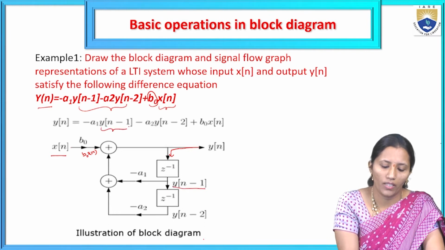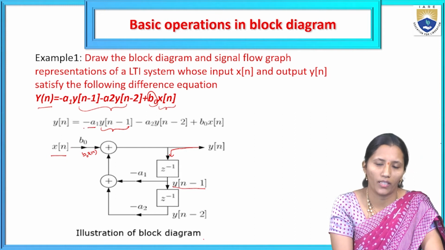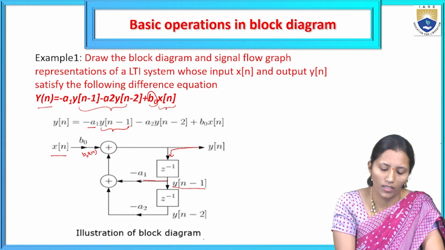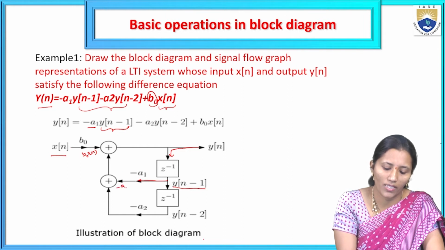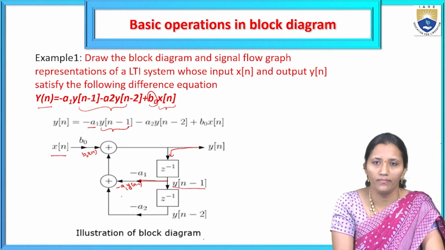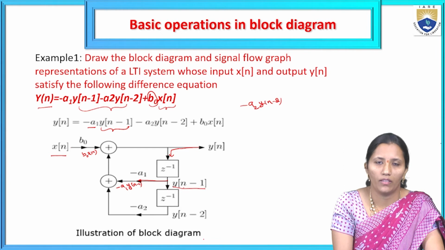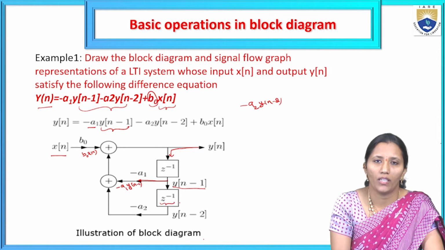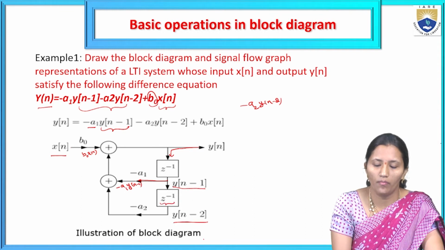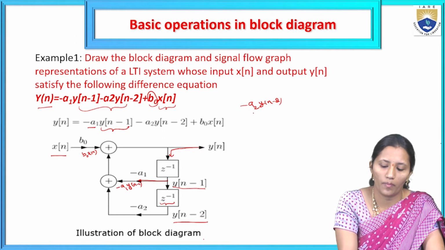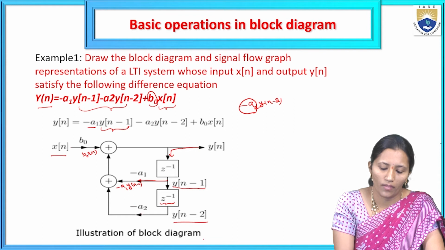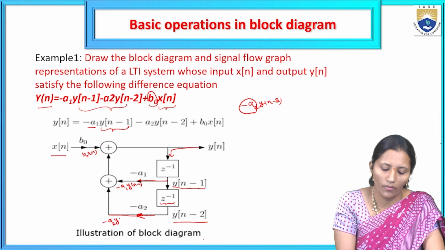For y of n minus 1, the scalar multiplier factor is minus a1, so we represent that here, and we get minus a1 y of n minus 1. Another term is minus a2 y of n minus 2. To get y of n minus 2, we give y of n minus 1 to another delay element, z power minus 1. So y of n minus 1 becomes y of n minus 2, and the scalar multiplier is minus a2, represented by just an arrow mark and minus a2. So here we get minus a2 y of n minus 2.